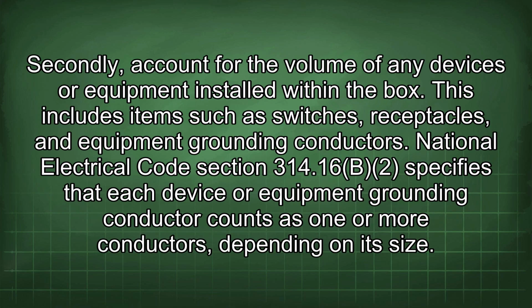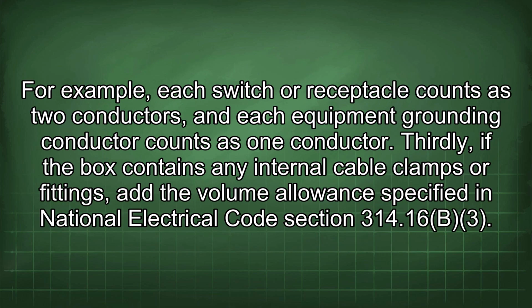Secondly, account for the volume of any devices or equipment installed within the box. This includes items such as switches, receptacles, and equipment grounding conductors. National Electrical Code Section 314.16(B)(2) specifies that each device or equipment grounding conductor counts as one or more conductors, depending on its size. For example, each switch or receptacle counts as 2 conductors, and each equipment grounding conductor counts as 1 conductor.